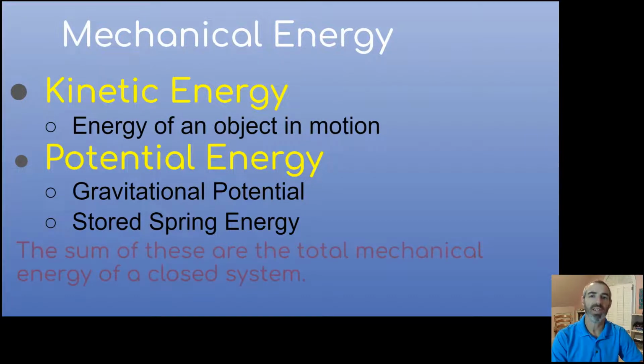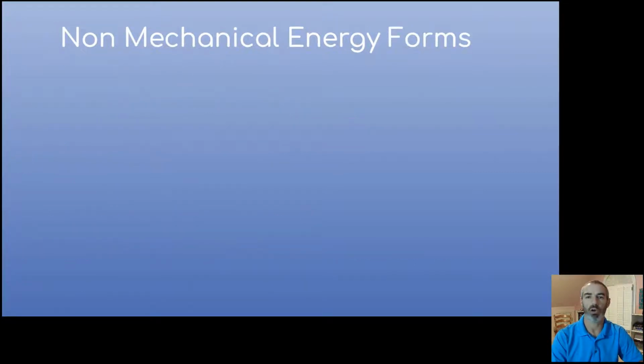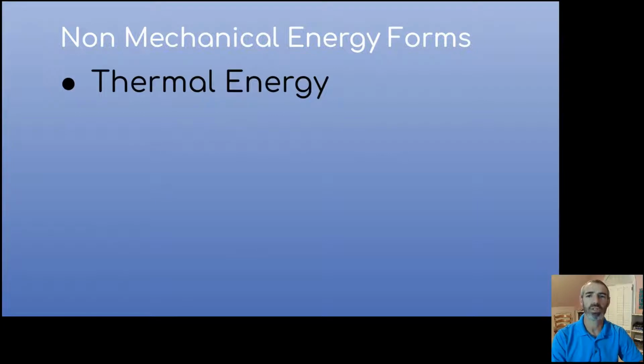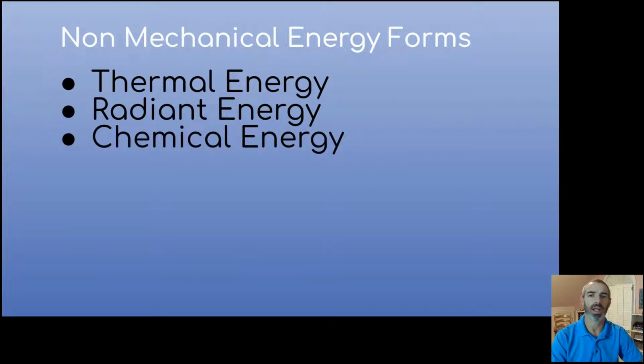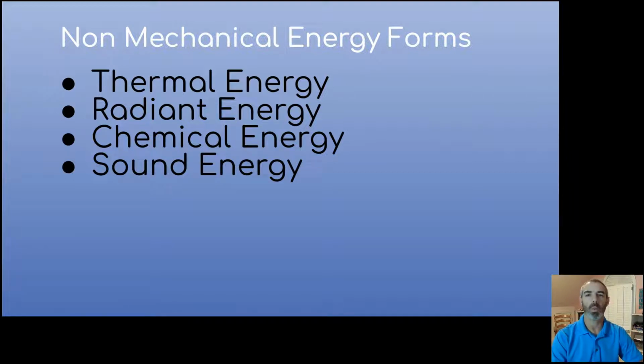And the sum of these three types of energy is the total mechanical energy of a closed system. Closed system means that there's no external force adding or subtracting energy from that system. There are also non-forms of mechanical energy. Here's a couple examples. Thermal energy, which is heat. Radiant energy, which is energy we get from the sun. Chemical energy, so you have chemicals you combine together and a chemical reaction occurs that had stored chemical energy. And then sound energy, something you use every day where vocal cords vibrate, causing pressure waves to travel through the air to your eardrums.